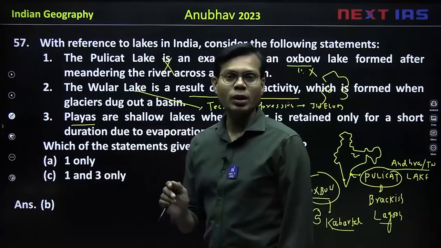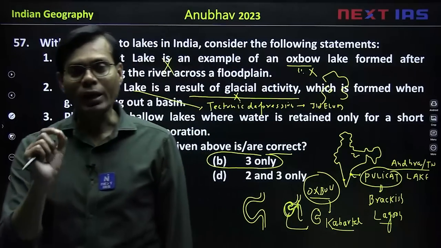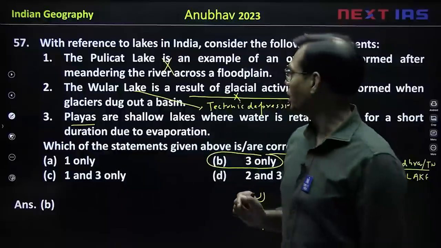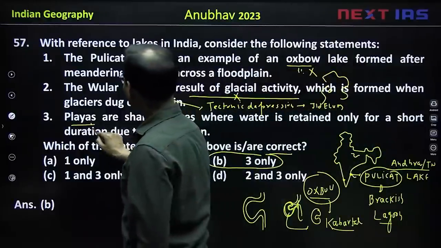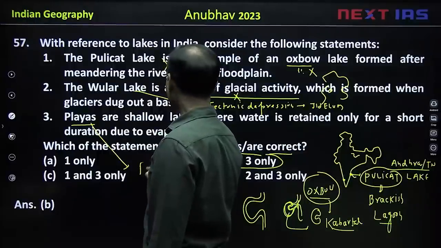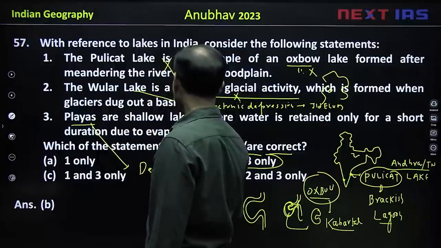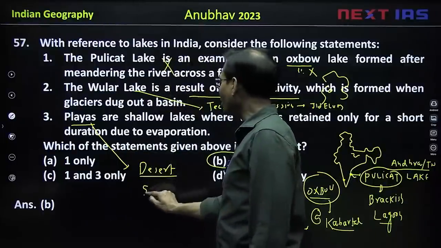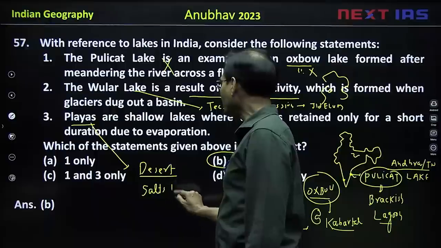because none of these is given. But what is a Playa Lake? Playa is a shallow water lake in a desert area. Generally in hot desert areas, where evaporation is more, Playas are shallow lakes in desert area, arid climate, desert climate, where evaporation is so much that salts are seen in large quantity.